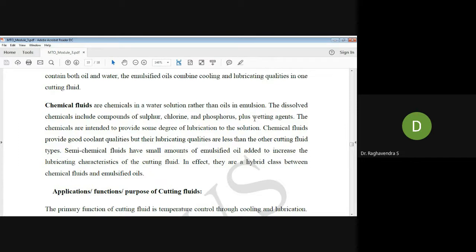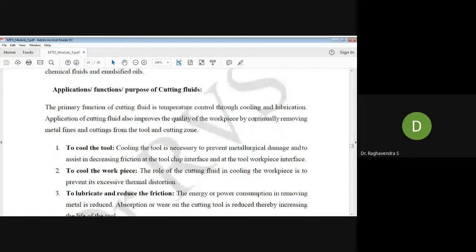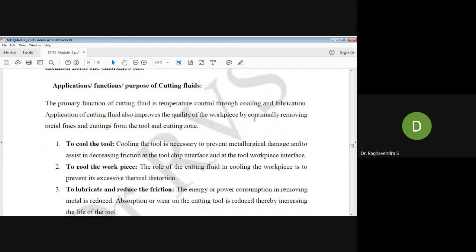Next, chemical fluid. These are the chemicals in a water solution rather than oil: sulfur, chlorine, phosphorus, all these things, and they will use it as a cutting fluid. This is one of the cutting fluids. Next, application, functions, purpose of cutting fluid. The primary function of the cutting fluid is temperature control. Of course, I have been repeatedly telling these things: cooling, lubrication, and improving the quality of the workpiece continuously.